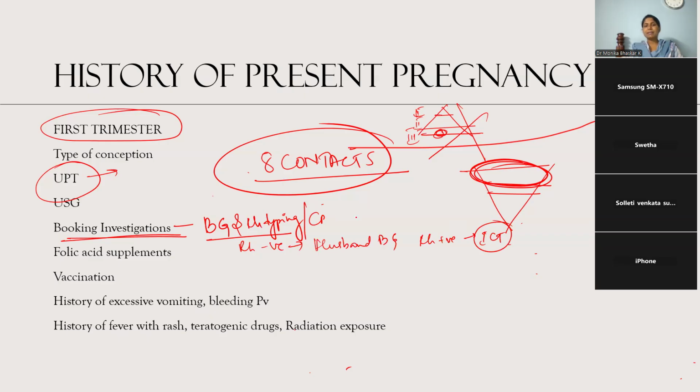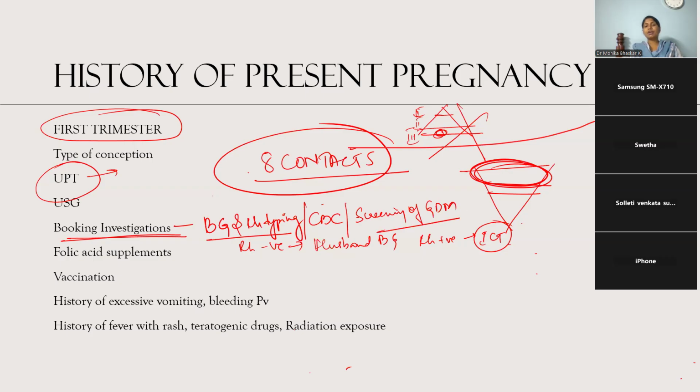Next you will do CBC, that is complete hemogram, or if there are facilities where CBC is not available, at least we have to do a point of care test of hemoglobin, where you can use a Sahli's hemoglobinometer and check the hemoglobin. The next important investigation you will do is the screening for diabetes, GDM.